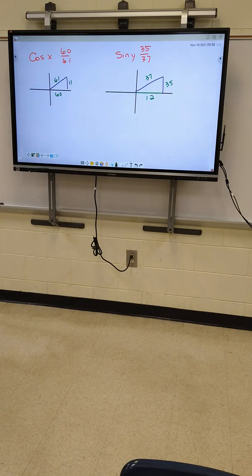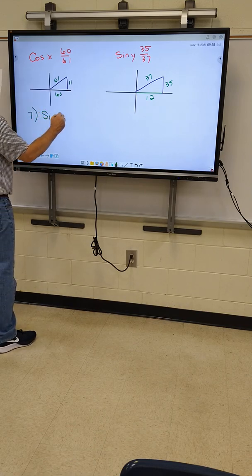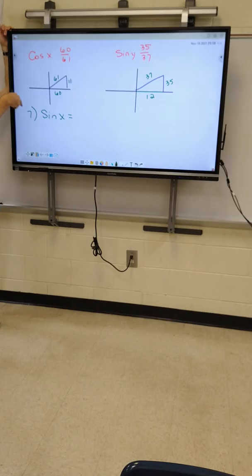All right, so let's do 7 first. 7, 8, and 9 are going to be extremely easy. All right, how do we find 7? It says sine of x. So which triangle do I look at if it says x? Look at the first one, right? Because they're always in alphabetical order.